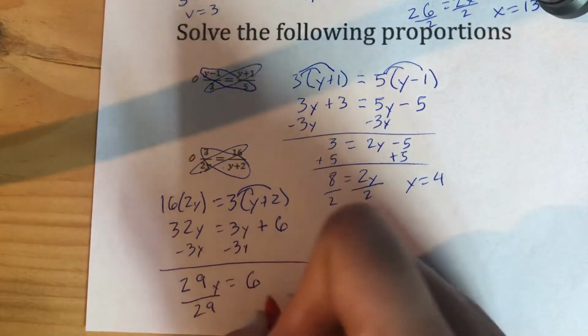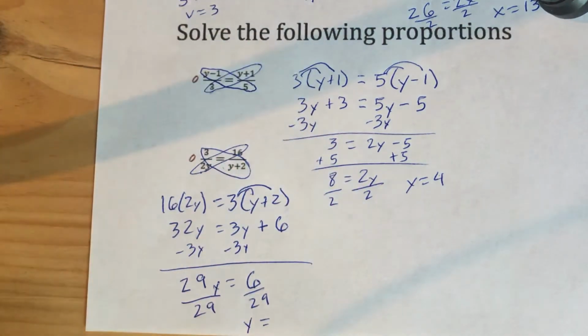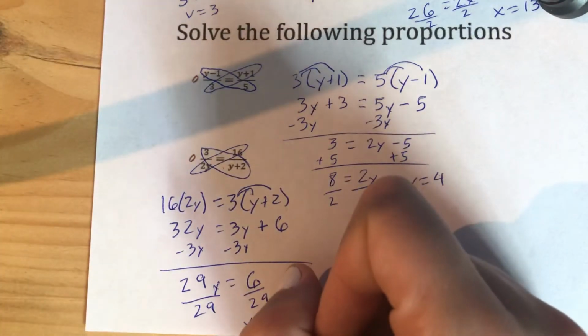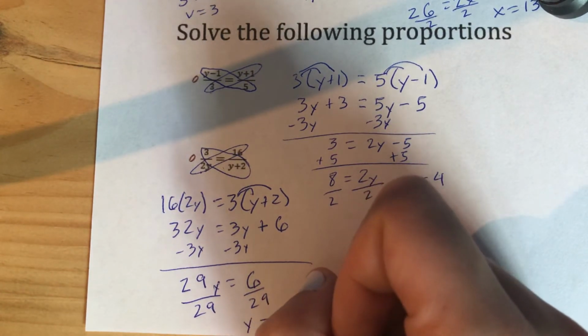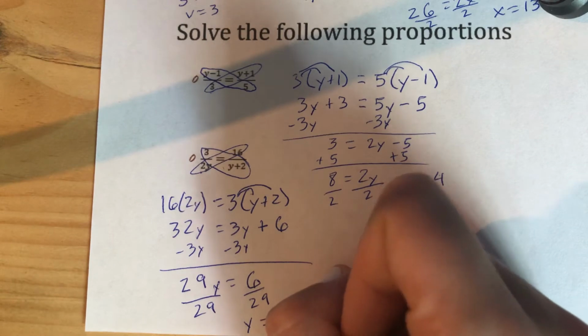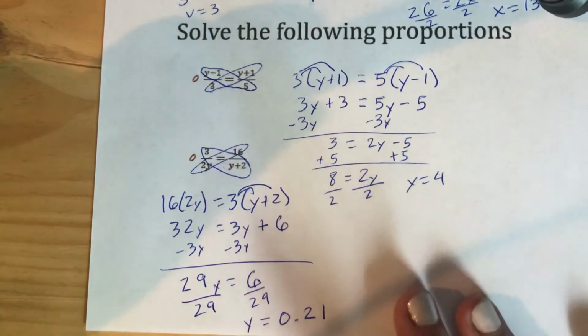Okay, so we're dividing 6 by 29. And then we round that. I'll just round it to 2 decimal places at 0.206. Okay. All right. So far so good.